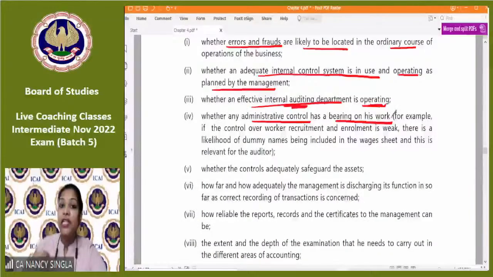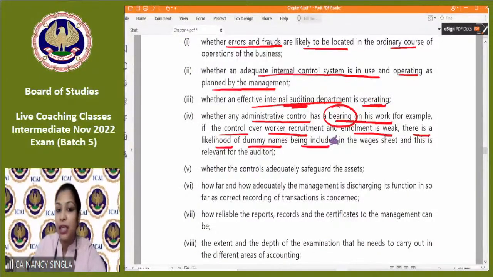So when the auditor is evaluating the internal control, तभी तो he will be able to understand whether any administrative control has a bearing on his work, bearing effect on his work. For example, if the control over worker recruitment and enrollment is weak, there is a likelihood of dummy names, fake names being included in the wage sheet, and this is relevant for the auditor. So अभी what we are doing, we are evaluating quality, देख रहे हैं.